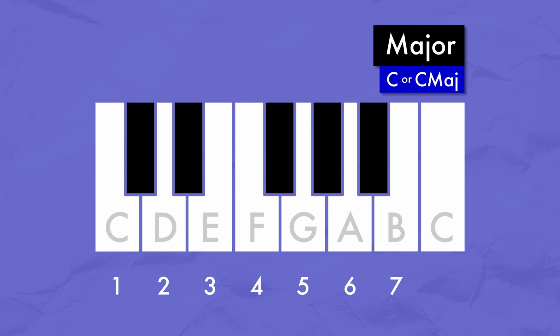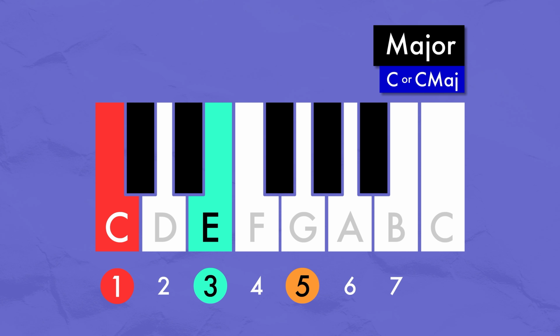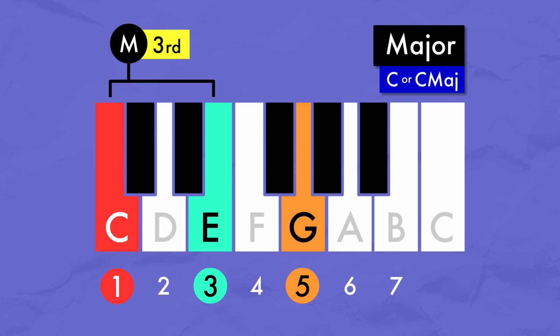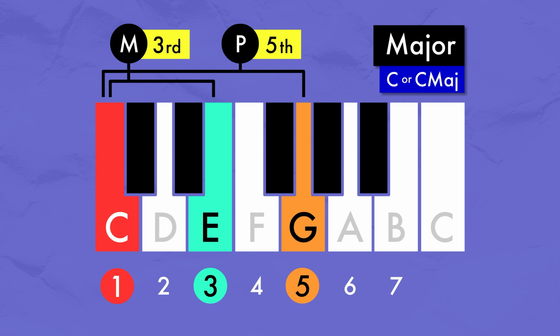To build it, we need the first degree, the tonic, the third degree, and the fifth degree. So in this case, a C, an E, and a G. Notice that the distance between the root and the third degree is a major third. And between the root and the fifth, it's a perfect fifth. So if you're familiar with intervals, that's the recipe for making a major chord. If you're not, don't worry, because we've already made a video on them and there's a link in the description.